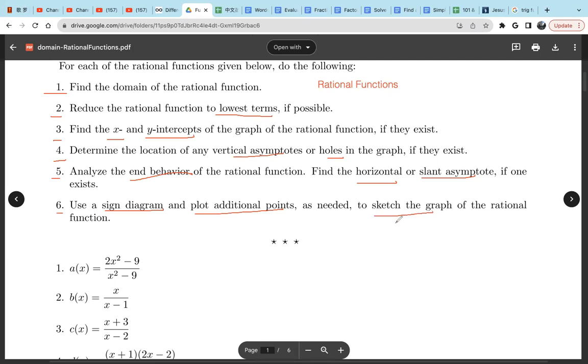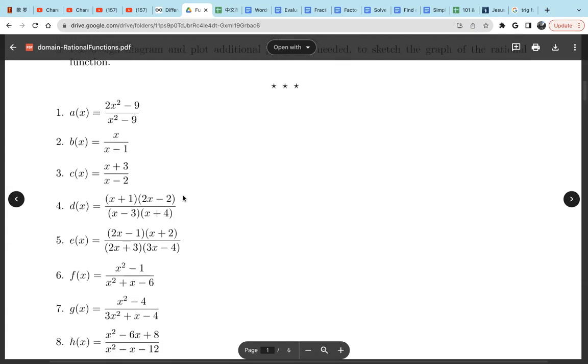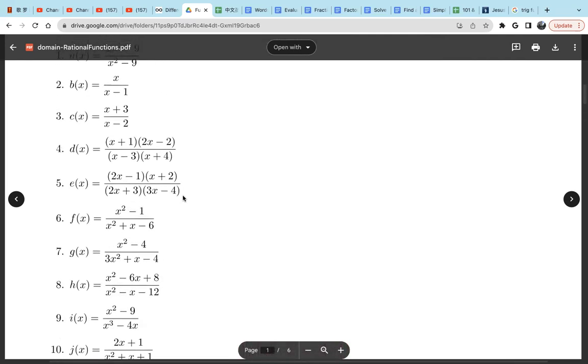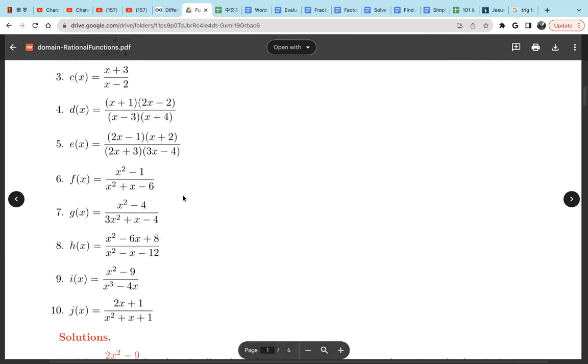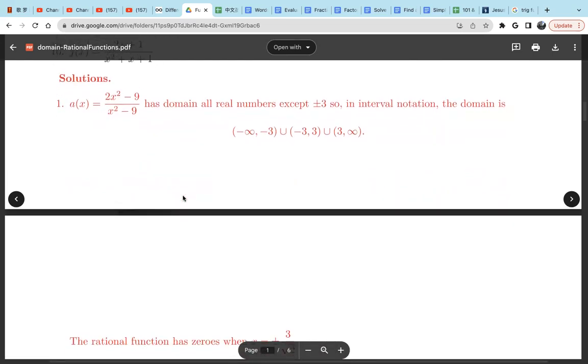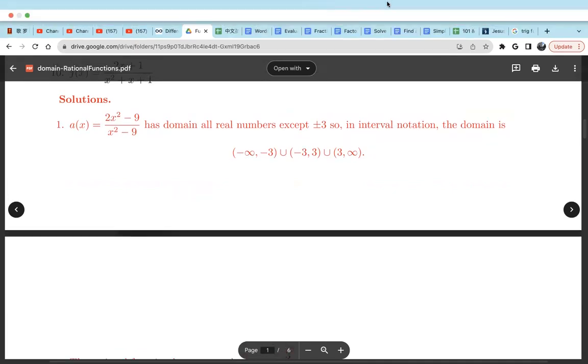Let's see the first one. I have to erase this and move forward. So we have how many? 1 through 10 questions here. All right, to do. And then the solution is already done. So we just go through the solutions, in order to do it faster.